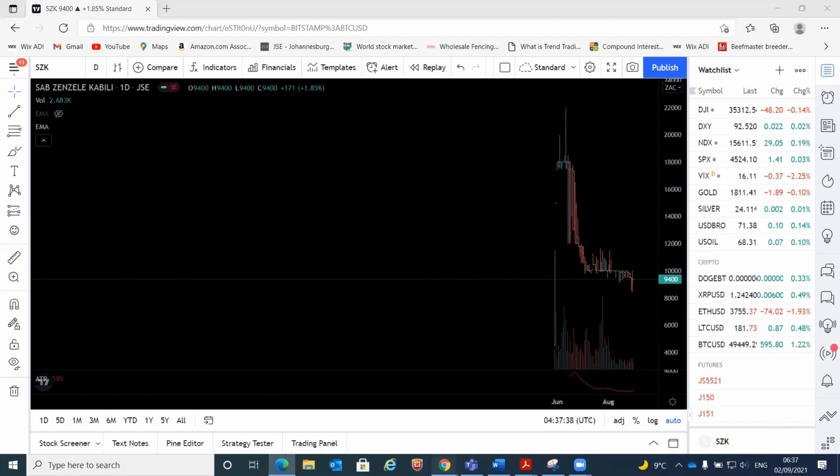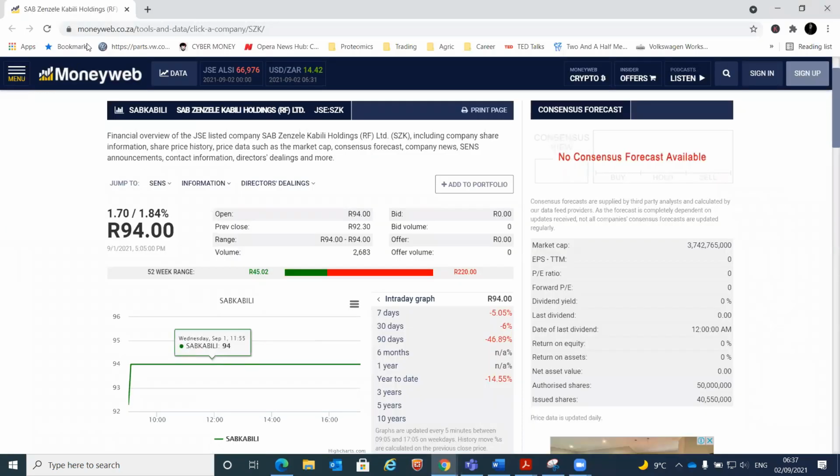If you look at MoneyWeb, you can see that the shares were supposed to list somewhere around 40 rand or 45 rand per share. On the day of listing, they just started trading at 45 rand 2 cent. The people who bought at that price have made money. The low is 45 rand 2 cent, and it went as high as 220 rand per share. So if you bought around 220 rand per share, you are sitting at a large loss. But if you bought around 45 rand per share, you are sitting at almost 100% profit.